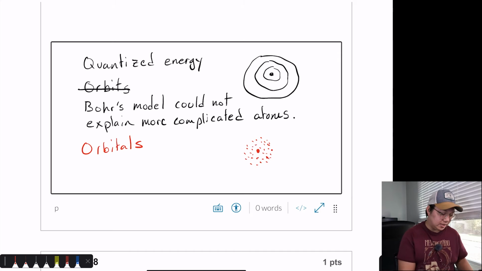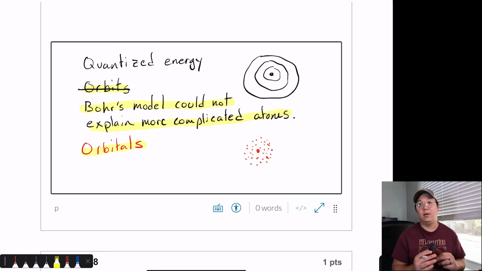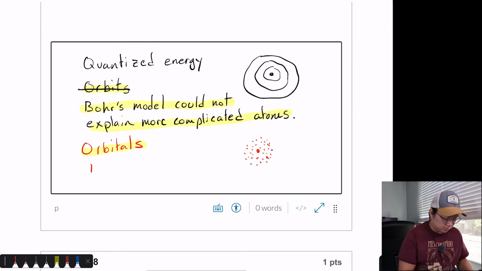So the real keys here were that Bohr's model could not explain more complicated atoms because of the idea of orbits, and that was corrected in the quantum mechanical model by orbitals. And then also, I think the book talks briefly about wave functions. You don't need to know what those are exactly, but that those are able to explain how the electrons interact. So, electron interactions.